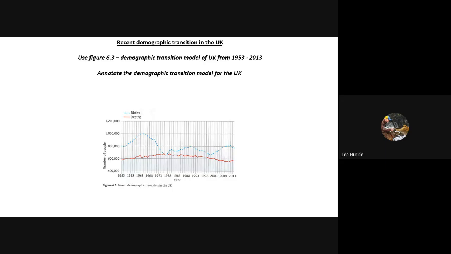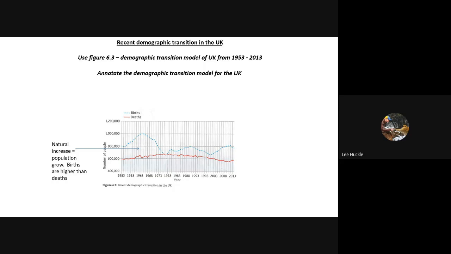So we asked you to annotate this transition model for the UK, trying to identify the changes, the patterns, the periods of time that would have appeared where there are clear changes in both deaths and births. Now, what we looked at was, first of all, this chunk here, where this is showing natural increase. In other words, population growth.